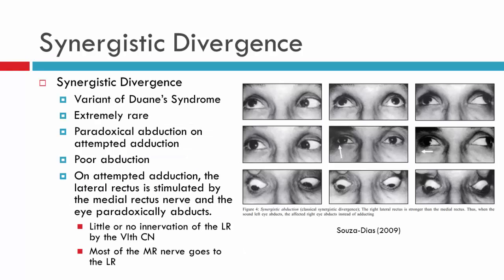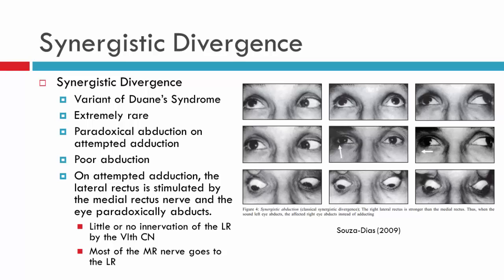Okay, and finally I mentioned at the beginning that I'd just bring your attention to a variant of Duane's retraction syndrome known as synergistic divergence. This is actually extremely rare, but worth knowing about because you may come across it if you work in a strabismus clinic. And here again we have the miswiring of the third nerve where the nerve going to the medial rectus is also supplying the lateral rectus. But the difference now is that as the patient attempts to adduct, the eye abducts instead.